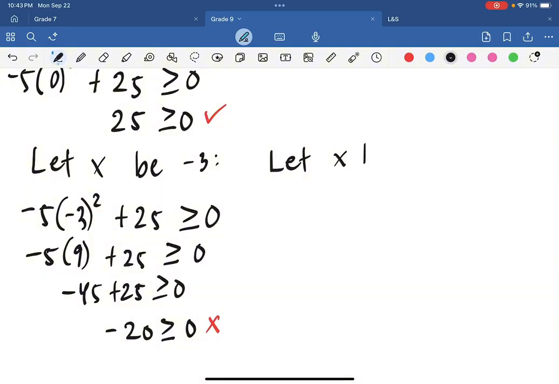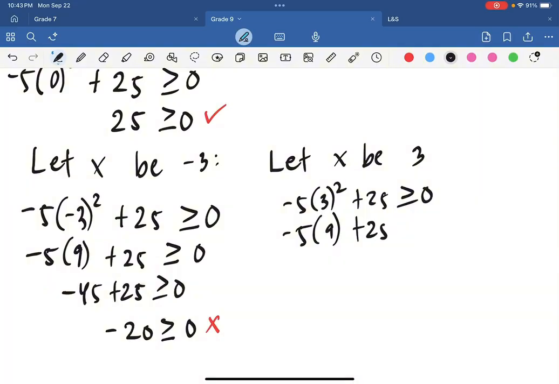So let x be 3. So negative 5 times 3 squared plus 25 is greater than or equal to 0. We still have the same thing here. So 9 plus 25. So we have negative 45 plus 25 is greater than or equal to 0. But still the same thing. It's negative 20 greater than or equal to 0, which is still wrong.